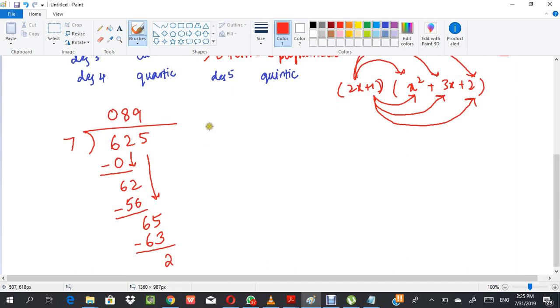So what are the things that we can see here? Number 1, we can see a number which is actually divided. The thing that is divided is called the dividend. Then we have a number which is dividing this dividend, which is this 7 right here. This is called the divisor. So divisor is something that divides. Dividend is something that gets divided.